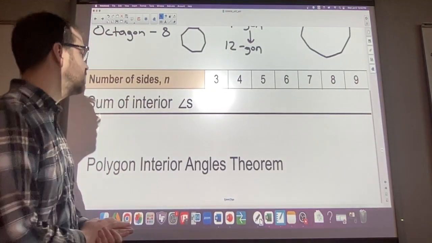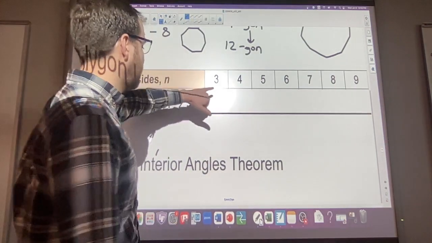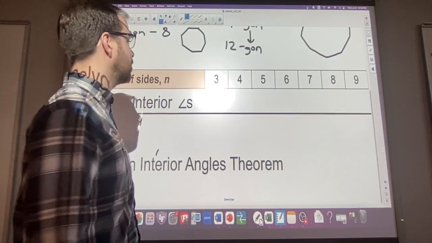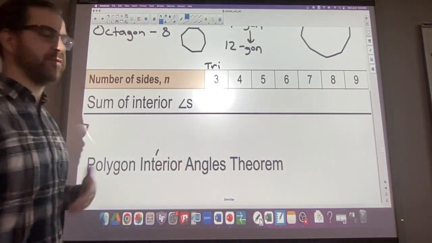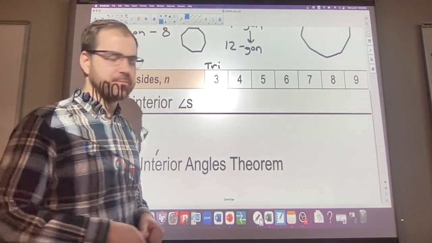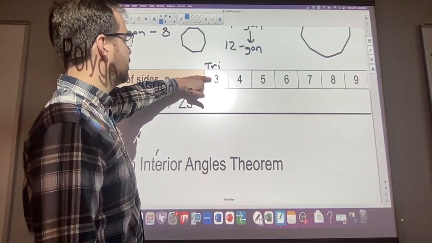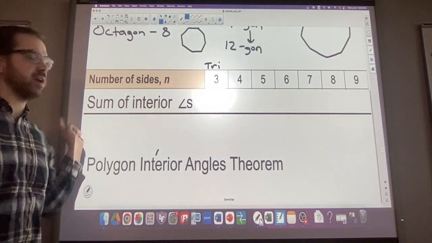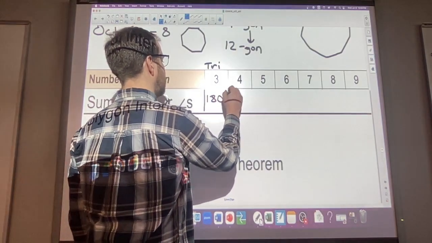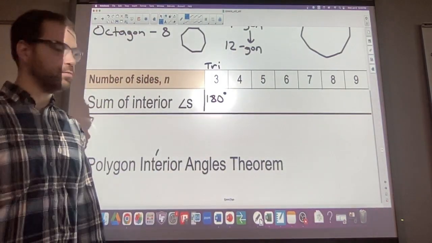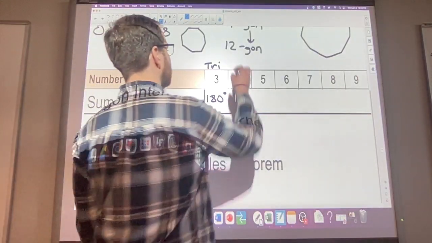Now, what we're going to talk about is the interior angles. Now, we already talked about how for any triangle, so it's 3 sides, this is a triangle. So I want you to copy down this table because we're going to fill this in because it's going to help us see a pattern here. For any triangle, we know that all the interior angles, all 3 of them, have to add to 180 degrees. Okay, that's just a fact of a triangle. If you think of this as a quadrilateral now.